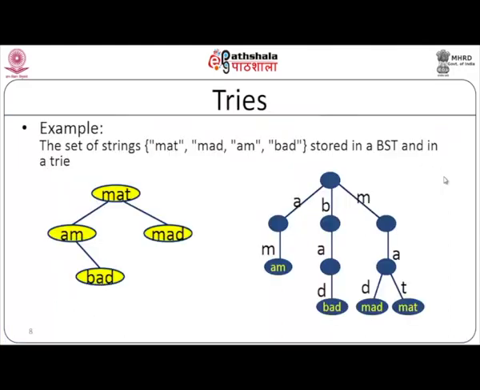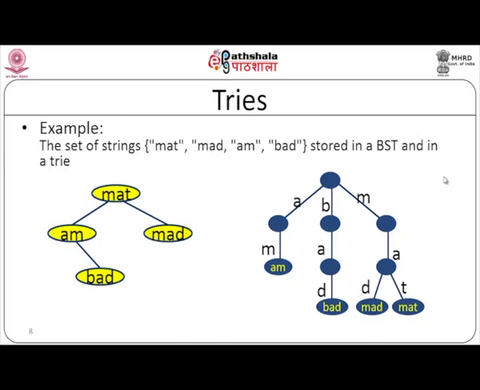Now, let us take an example of a trie. This is very important to understand. The set of strings mat, mad, am and bad is represented on the left hand side by a binary search tree, which we have studied, all of us have already looked at. This is a normal binary search tree. So, mat is coming as a root because it is the first word. Mad will come on the left hand side. Instead of mad, let us look at it as having mass, mass will come on this side. So, this is a typical binary search tree.